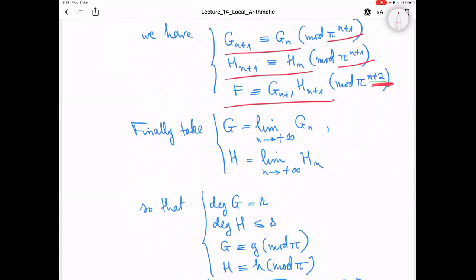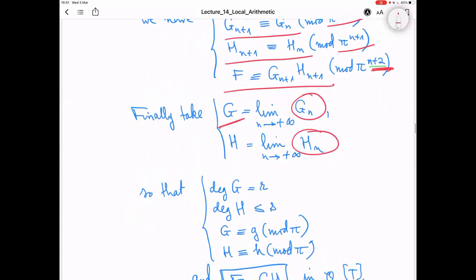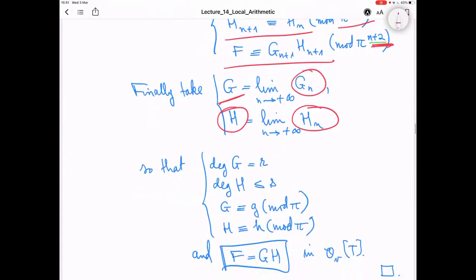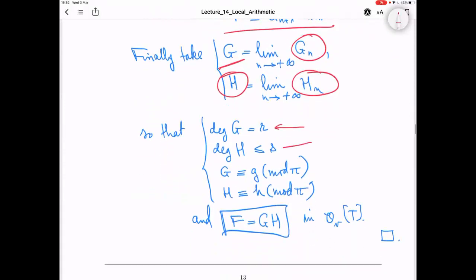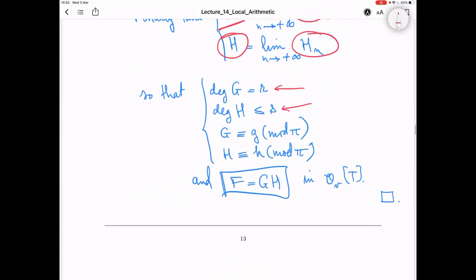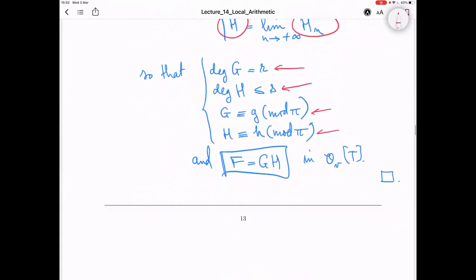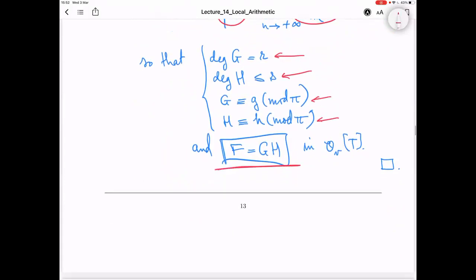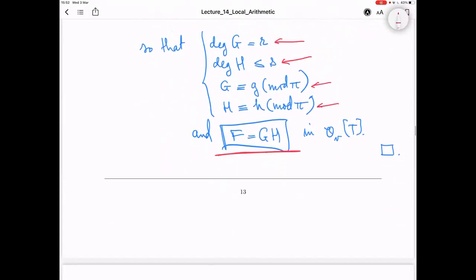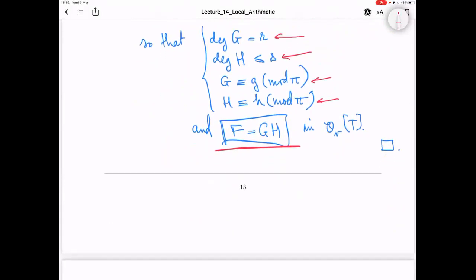So in other words, these gn form a sequence which converges to some G. Similarly, these hn form a sequence which converges to H. The degree of G is going to be r. The degree of H is going to be less than s. And this G is going to be congruent to little g, capital H is going to be congruent to little h modulo pi. And f is going to be the product, G times H. Okay, so this is the proof of Hensel's lemma, and it allows you to factor.